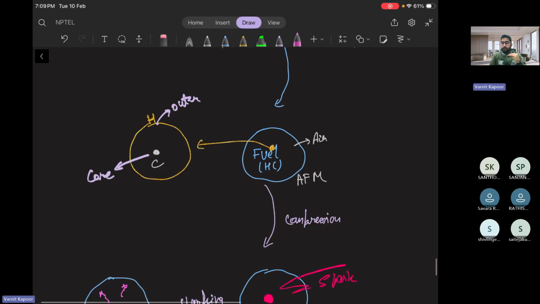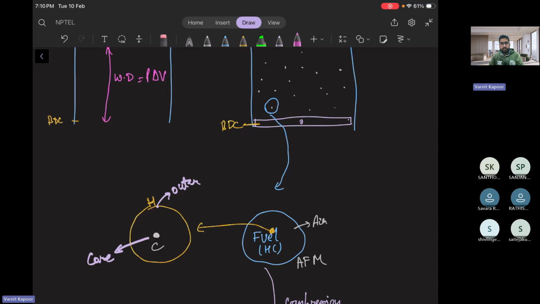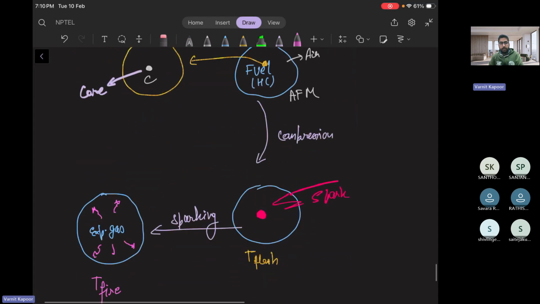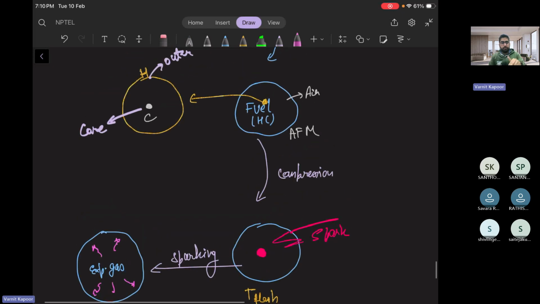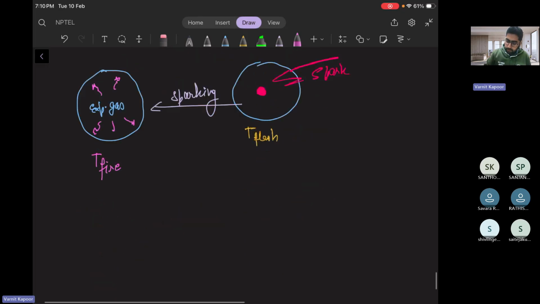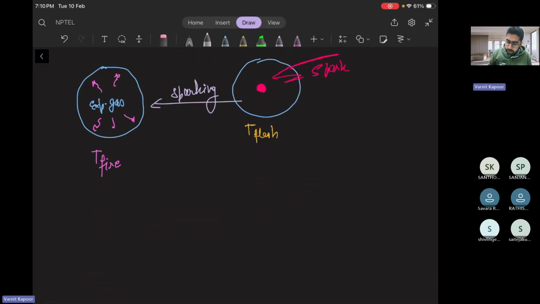That fuel is nothing but your hydrocarbon. Initially it was an air-fuel mixture during the suction. As soon as you compress, the temperature inside the cylinder is the flash temperature. Immediately you provide the spark, the fuel burns. How? First the outer layer burns, then the core burns, and the gas expands. So from T flash to T fire temperature is reached, that is the fire point temperature. You forcefully ignited the fuel. Okay, so let me write it here.